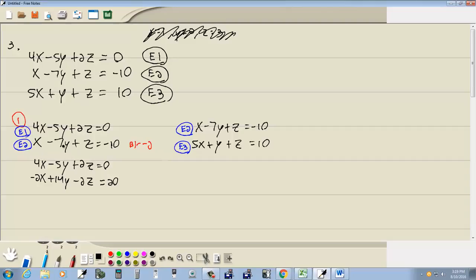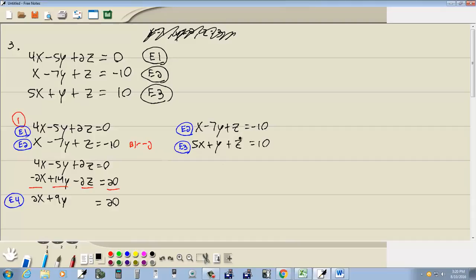Now I'm going to double check myself many times throughout this process because I oftentimes make a basic math error, and I don't want to do that this time. 4x minus 2x is 2x. Negative 5y plus 14y gives us 9y. 2z minus 2z cancels. 0 plus 20 is 20. Now this is going to be one of my new equations, E4.